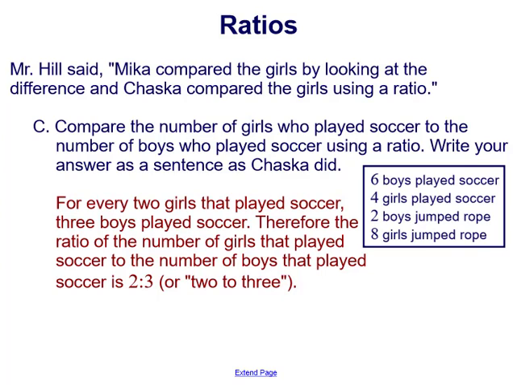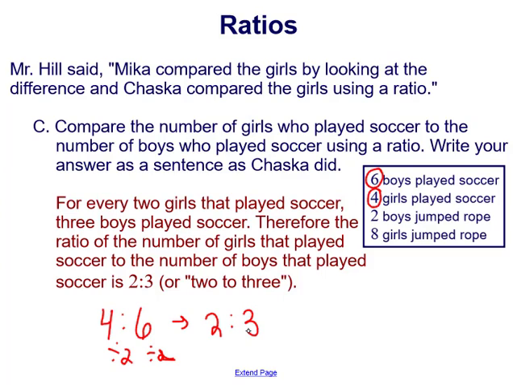Well, we have the number of girls who played soccer was 4, and the number of boys who played soccer is 6. That would give us a ratio of 4 to 6. But again, we want to make sure that's simplified. Chaska's answer will have simplest form. So if we're dividing by that factor of 2, the ratio would be 2 to 3. So the ratio of the number of girls that played soccer to the number of boys that played soccer is 2 to 3.